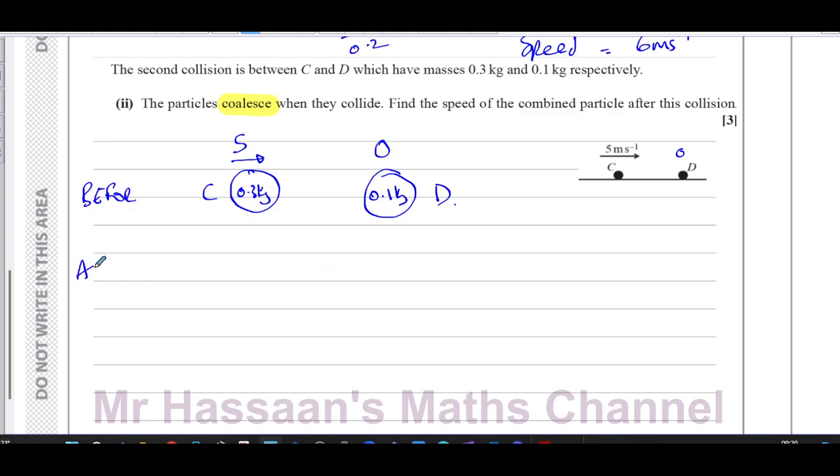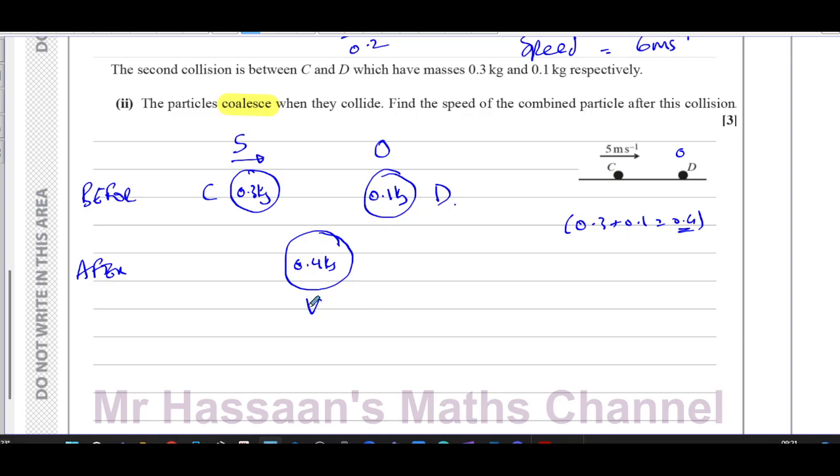Now, after the collision, it's slightly different. Now, it's like they're one big particle. So I'll draw them as one big particle with a combined mass of 0.4 kilograms, because this is like 0.3 plus 0.1 equals 0.4. So that's the combined mass. And they have, of course, one single velocity, which I'm not going to put the direction on, although it's pretty obvious it's going that direction. I'll just put V. Right, so we need to find what this V is.